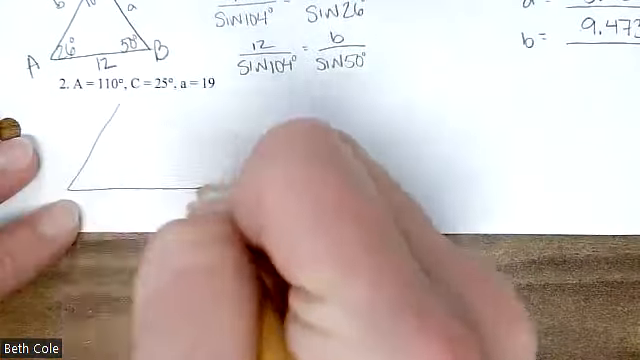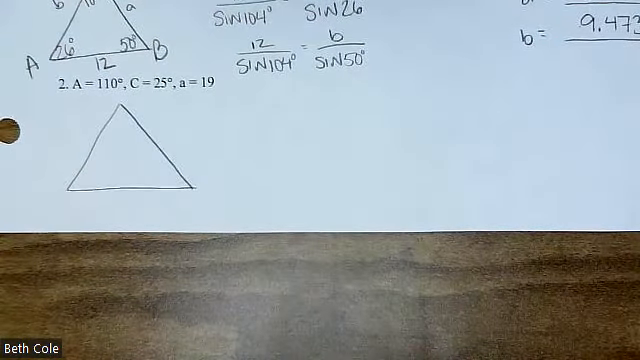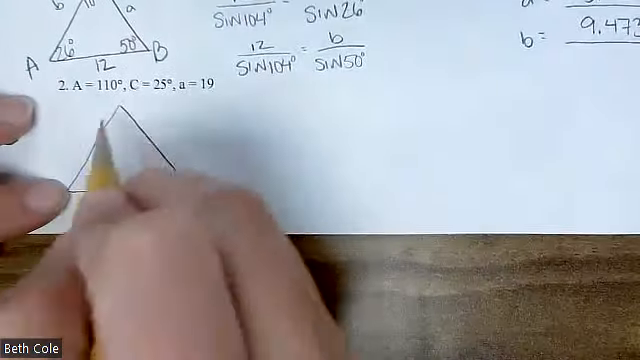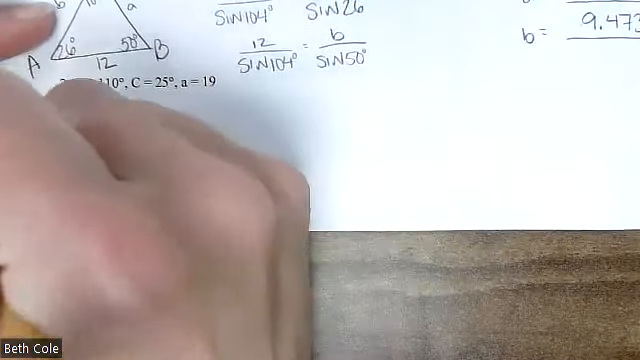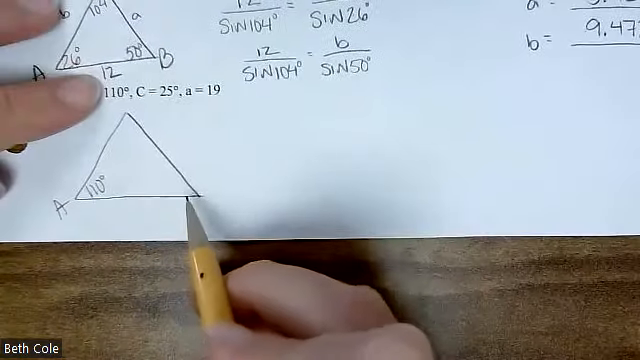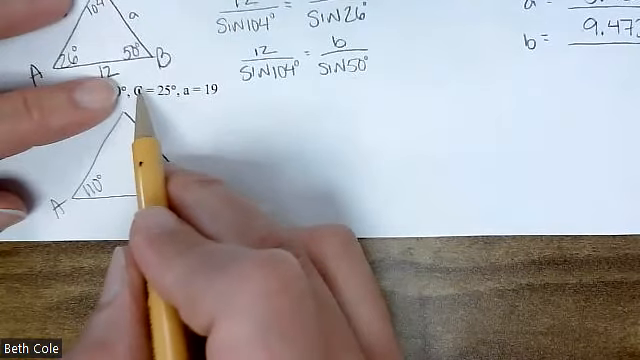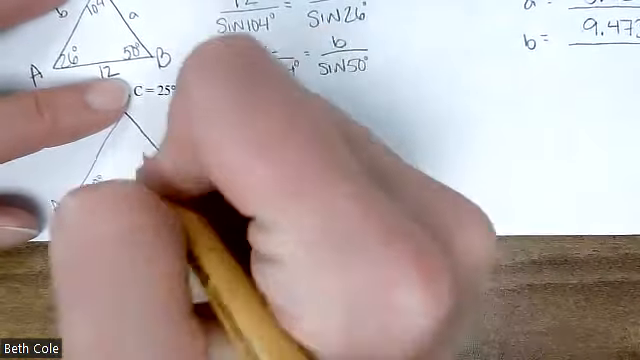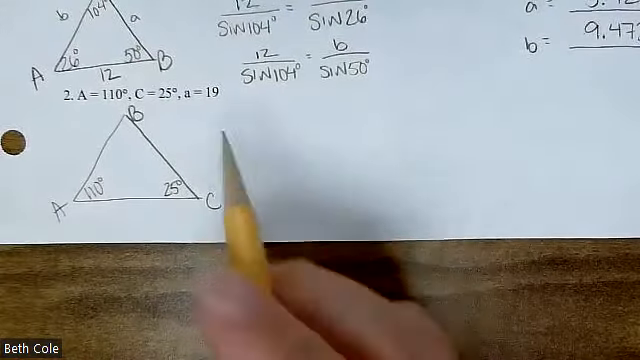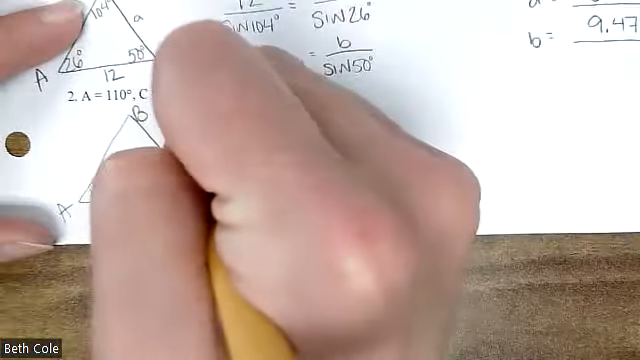Draw a triangle. Ooh, it doesn't need to be to scale, just draw a triangle. All right, so bottom left, I'm going to start with the first angle I've got, which is A, that's 110. And then bottom right, will I call that B or C? C is the next one we have. So B goes at the top. And then little a is 19. That's going to go right here.